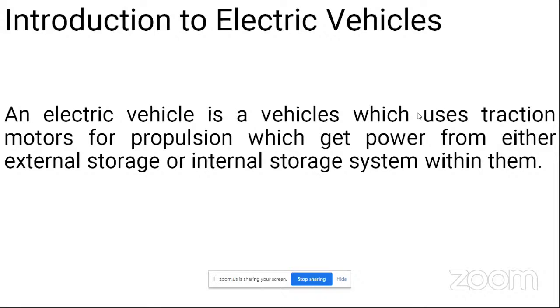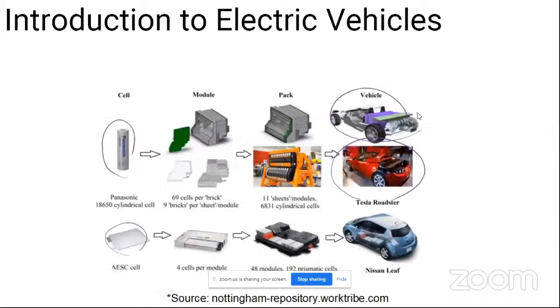A very good example of that is Indian Railway. Today 90% of railways in India have been electrified. Those are also running on electricity, but the only difference is that their storage system is outside. It is not within the railway. So that is also an electric vehicle. It's just that their storage system is outside.